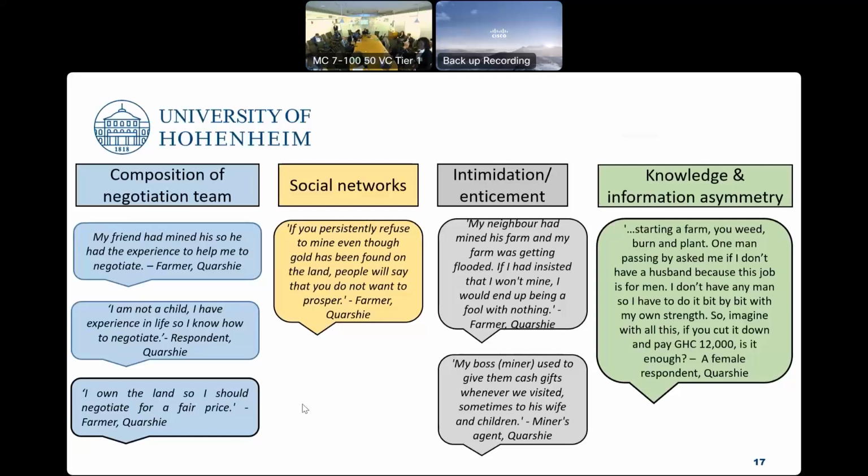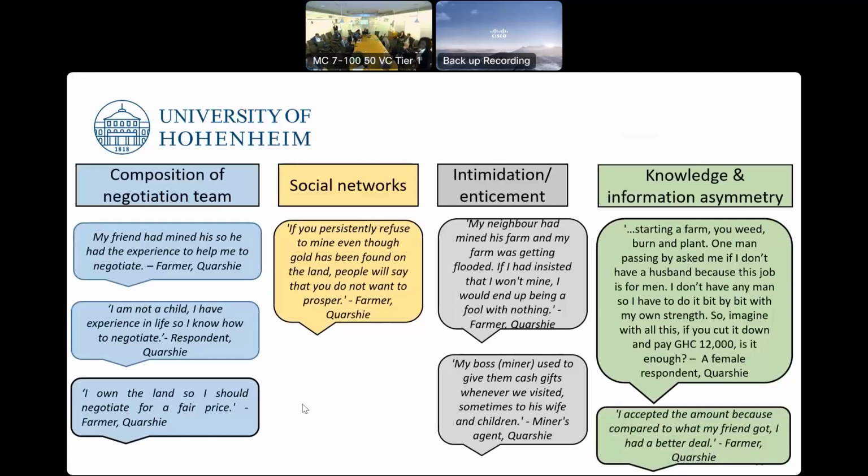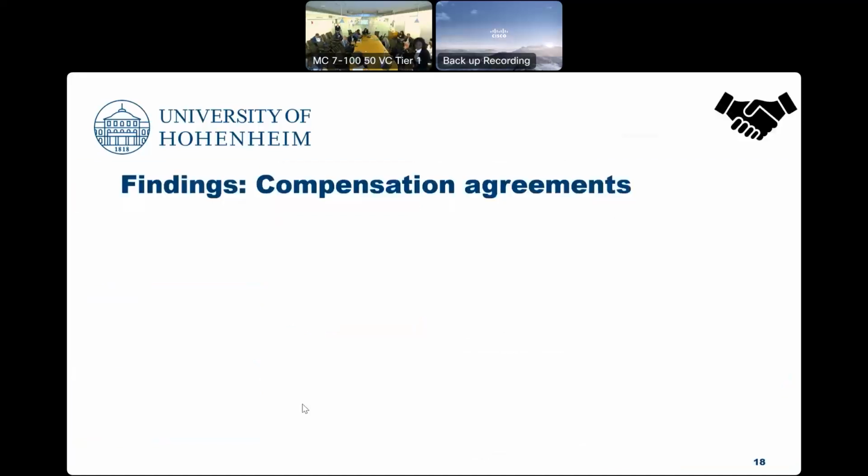However, there was a big difference between Kwashi and Tete in this case. And one said, I accepted the amount because compared to what my family got, I had a better deal. In Kwashi, in both communities, information really goes round. And once one person had mined and had information of the potential income that mining could yield, it served as a benchmark for them to be able to demand more from the miner. So unlike the first case where they didn't have the financial information, in this case they had the financial information of how much mining could yield. And this made a difference in the outcomes, which we'll see next.